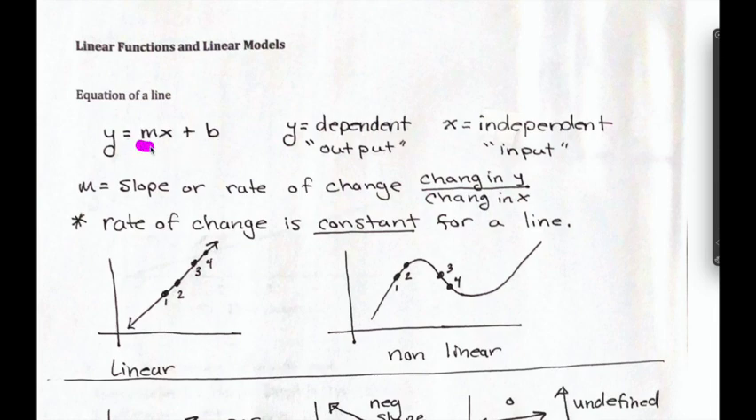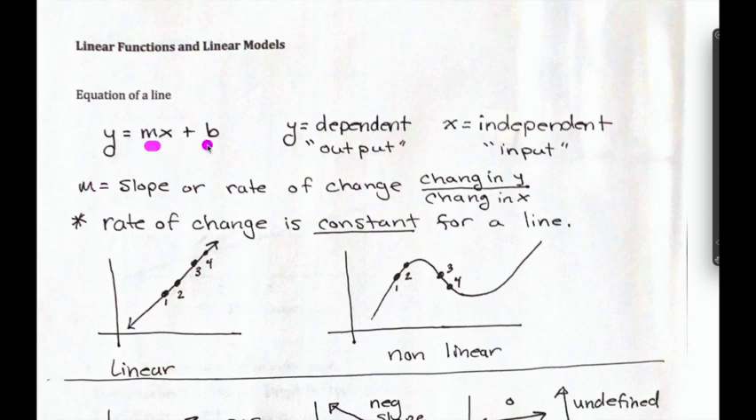The slope is always the value that's in front of your x, and your y-intercept is always the value that's not with the x. Your y and your x will remain in the formula or in the equation because that's where you're going to input and output things. What's going to change from situation to situation or problem to problem is the m and the b. Remember that your y is your output or your dependent variable, and your x is your input or your independent variable.